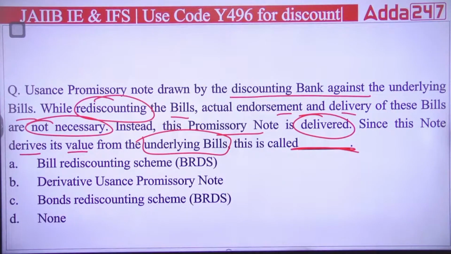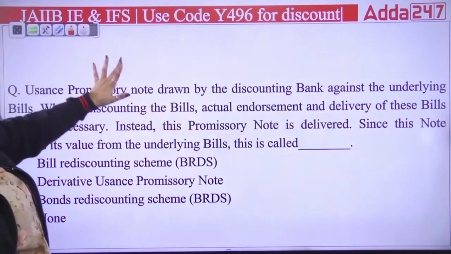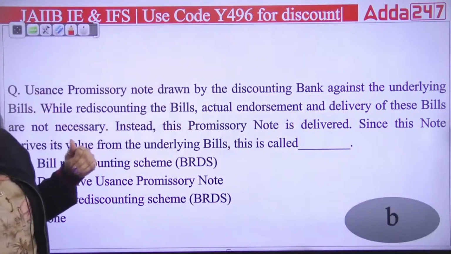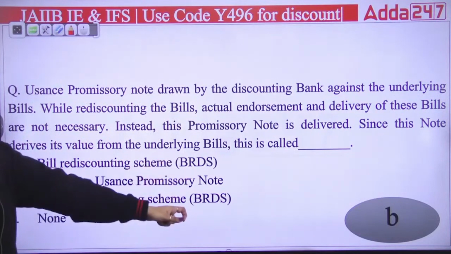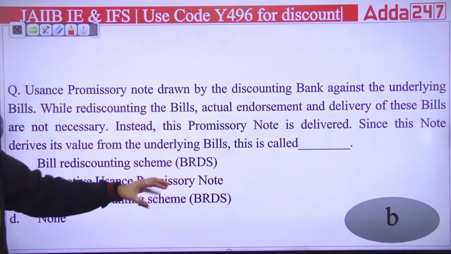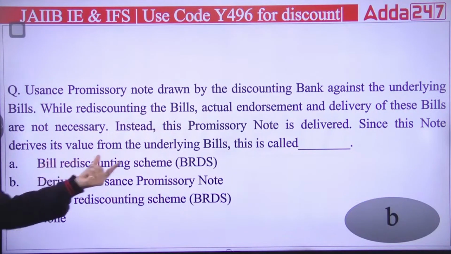Okay, but the question is asking about the note, because its value will be derived from the underlying bills. So this note is known as what? It is known as the derivative usance promissory note, because its value is derived from the other usance bills, and that's why the note will be known as a derivative usance promissory note, and this note will be traded in which scheme? That is the bill rediscounting scheme.